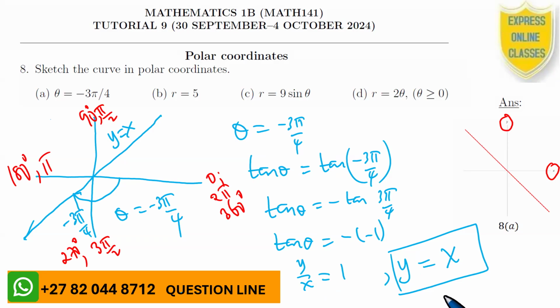But I'm looking at this very carefully and I'm looking at how they've sketched it.